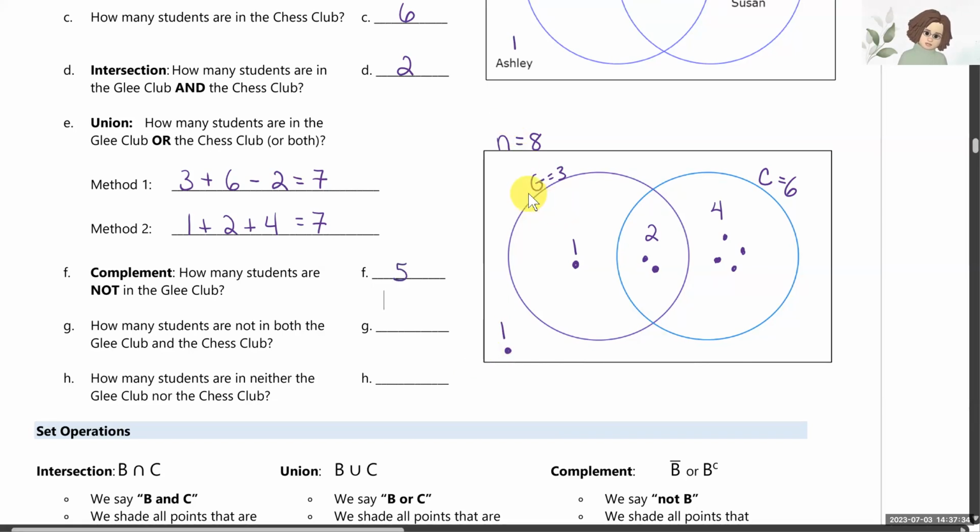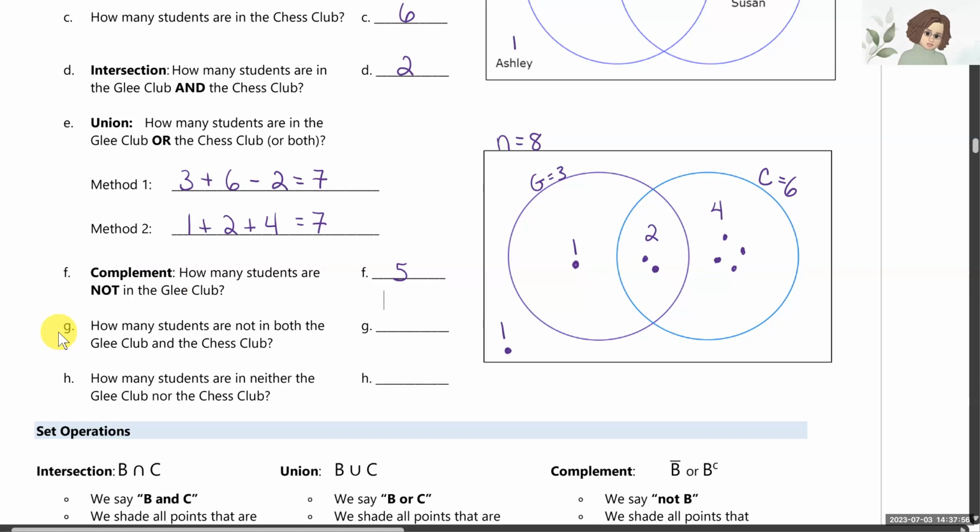And another way we could have gotten that answer is to say there's 8 students. So if I take away 3 Glee Club students, that leaves me with 5 that are not. So different ways to arrive at a final answer. But that's the idea of complement. So every outcome not part of the event.